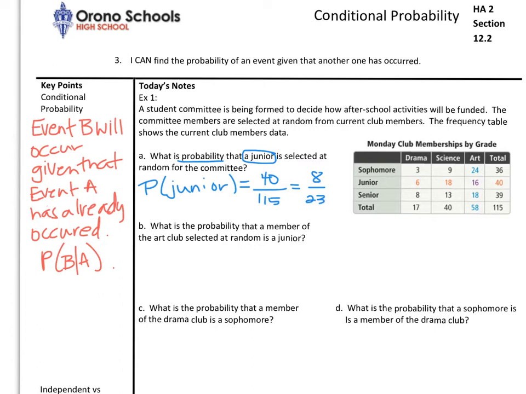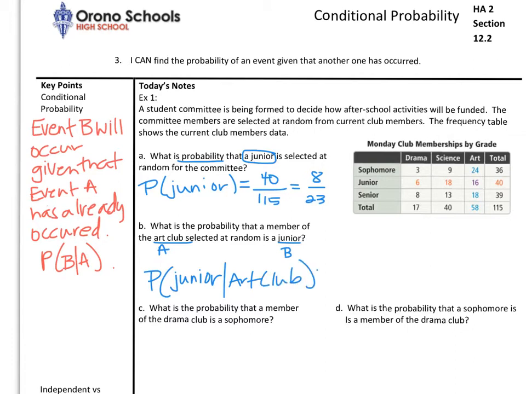Now let's change up our probability scenario to use this conditional probability. Example B. It says, what is the probability that a member of the art club selected at random is a junior? This means the art club group has to be selected first, and within that group, what's the probability that we would have selected a junior? We write that out as B/A. So a junior was chosen from the art club.